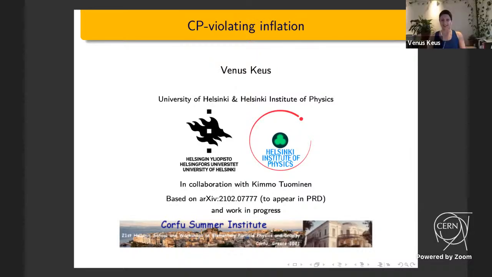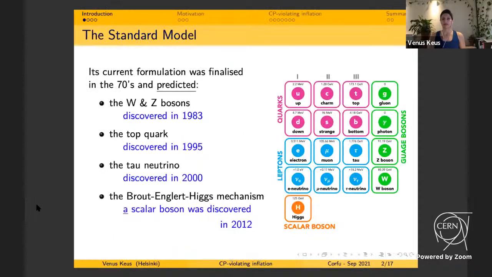Thanks for that. Sure. So this is a work that I've been doing with my collaborator, Kimmo Tuominen, in Helsinki. And it's based on a work that is going to appear in PRD and work in progress. So let me start with the very basics, the standard model, which time after time has been proven to agree with experiment with the many particles that theoretically it predicted and then experimentally were discovered, with the last particle being a Higgs boson.